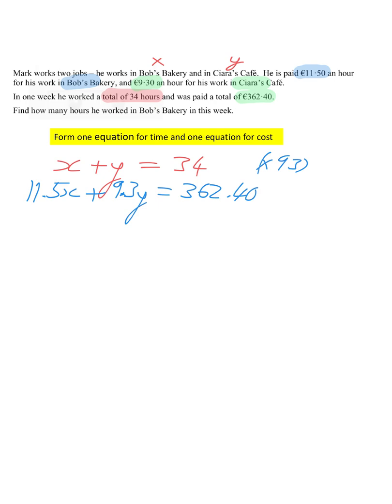And then when we do that, we'll end up with X being equal to 21 and Y being equal to 13. And now we're only asked for the amount of hours he worked in Bob's Bakery. So this one is Bob's there, and that's the only one that they're looking for. So there's our answer.